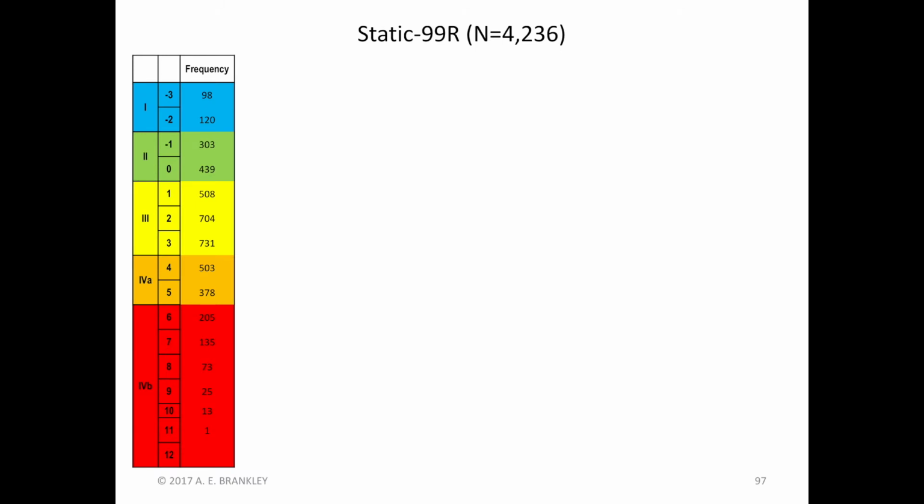The task at hand is best thought of as optimizing placement within the standardized risk levels. I'm going to be focusing here on Static-99R, but the rules apply equally to Static-2002R. So in this table, you can see how individuals from our large BC sample are preliminarily placed into the standardized risk levels with Static-99R. Individuals with a score of -3 or -2 are placed onto a level 1, and so on.